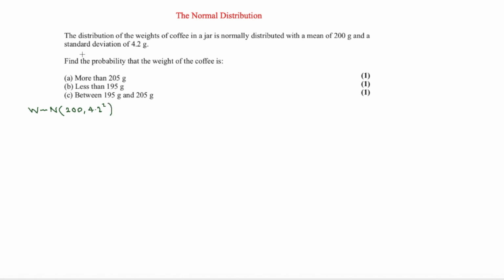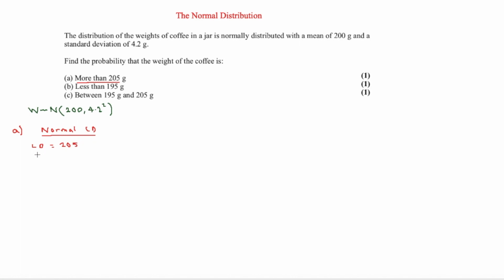It says find the probability that the weight of a coffee is more than 205 grams. So we're going to go to our distribution section on our calculator, and we're going to use normal CD. There is no real need to use normal PD for anything, as you can do everything you need with either normal CD or inverse normal. If it's more than 205 grams, our lower bound is going to equal 205.